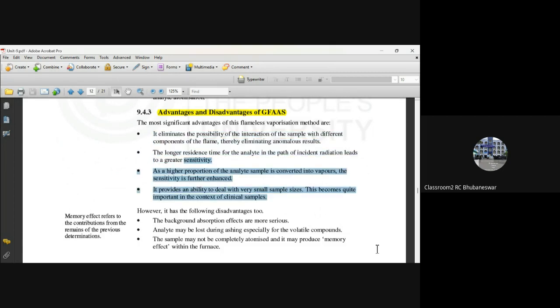Advantage: as you have already noted, it eliminates the possibility of interaction of the sample with different components of the flame, thereby eliminating anomalous results. Fewer samples reaching the flame and lower sensitivity, those things you are avoiding here. The longer residence time for the analyte in the path of the incident radiation leads to greater sensitivity. Yes, this is the advantage. What does this mean? There, you are just spraying the sample, then it reaches the flame, then atomization happens, and it contacts the incident radiation.